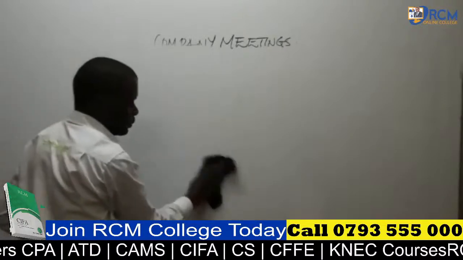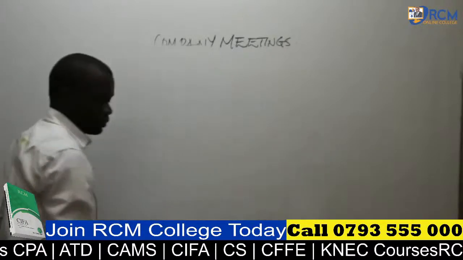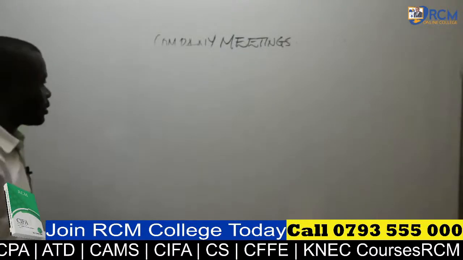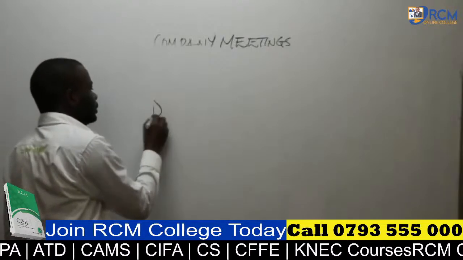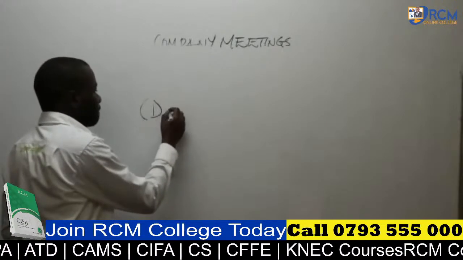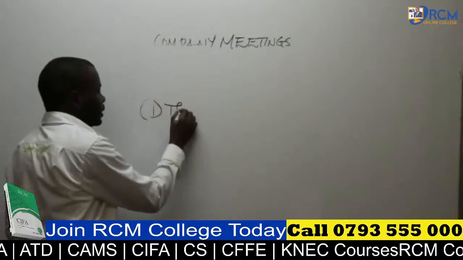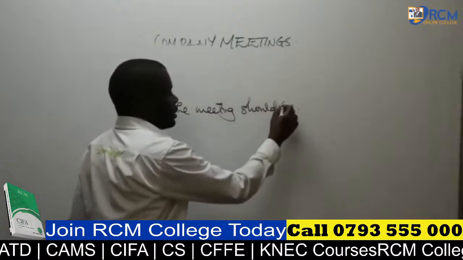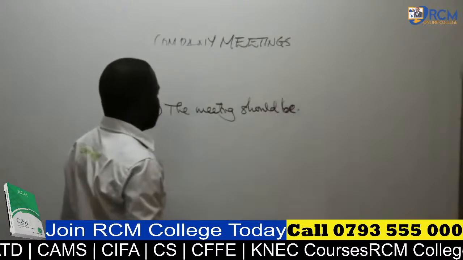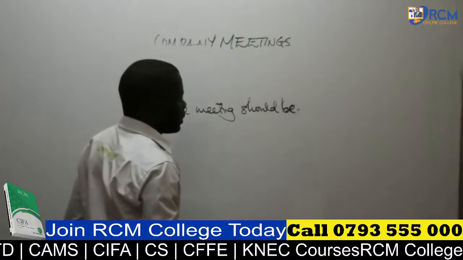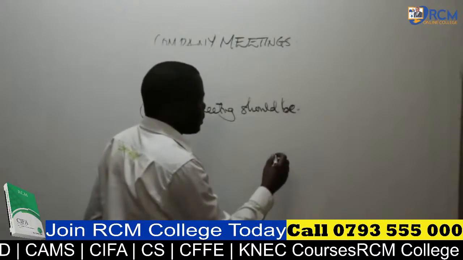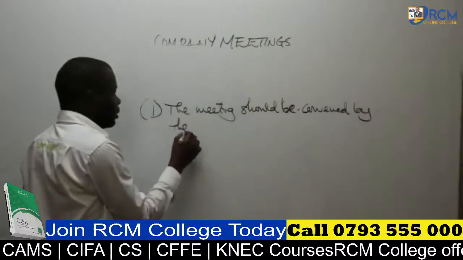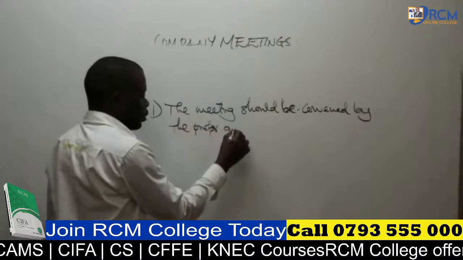Read the question for that part C. So 7 requirements necessary for the passing of a special resolution. So number 1, the meeting should be convened by the proper authority.